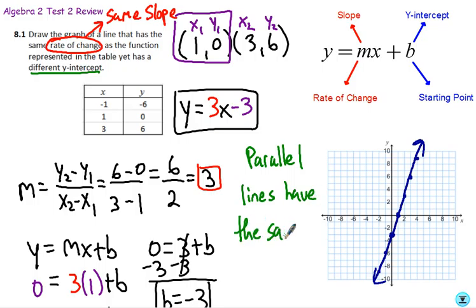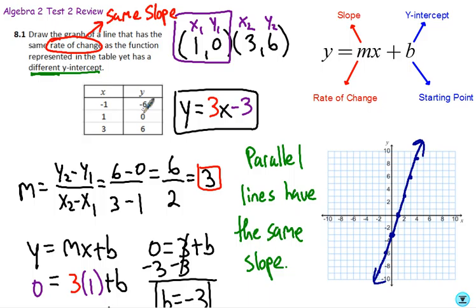They're basically just saying, hey, here's a line, but we're not going to give you the line, we're going to give you the table. So we had to figure out what the line even looked like first. But then they're saying something that's different than that line, but has the same slope. Well, parallel lines have the same slope. So this is a real roundabout way of asking what's a line that would be parallel to this.